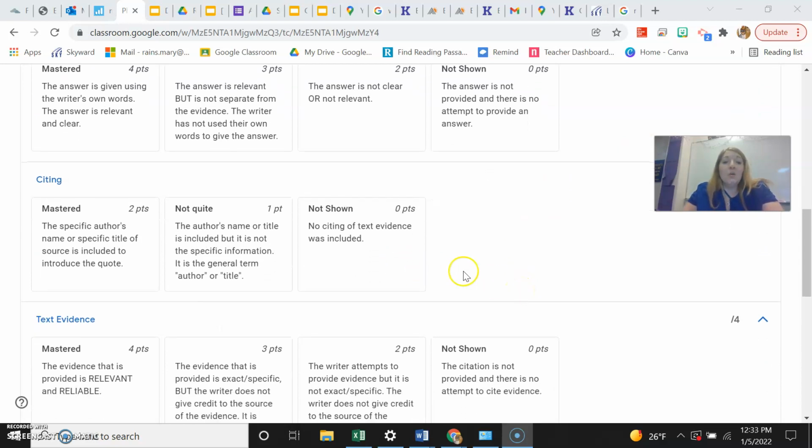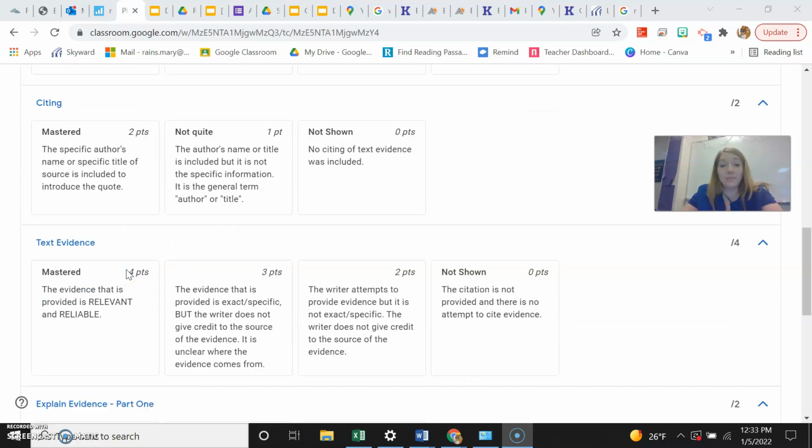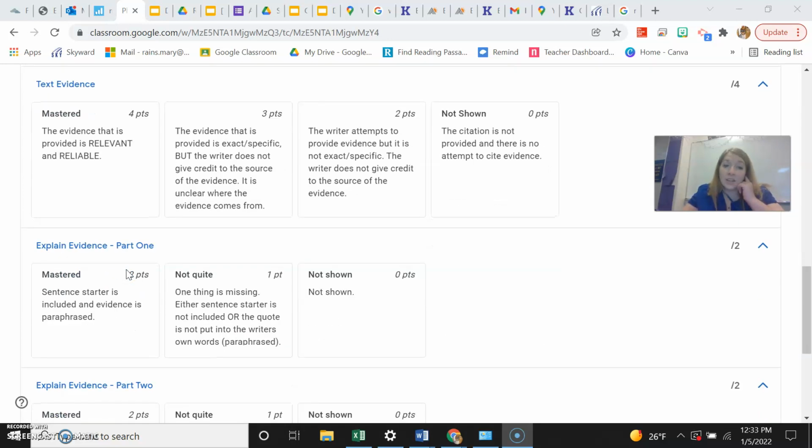Citing would be the giving credit to where you got the information. So you're going to get 2 points if the specific author's name or specific title of the source is included to introduce the quote. So you get 2 points if you do that. Evidence. The evidence that is provided is relevant and reliable. Remember, relevant is that it is on topic, and reliable is that it's trustworthy. So if you've done that with your quote, you'll get 4 points. So 2 points for each of those things.